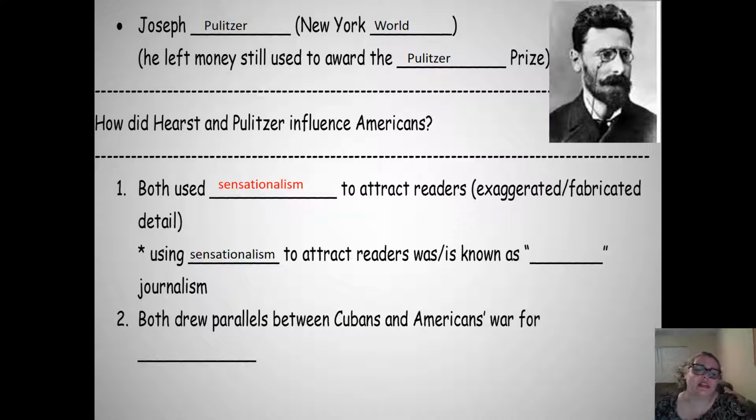Now, using sensationalism to attract readers was and still is known as yellow journalism. It's the cowardly way of doing it. Okay, especially today, it's called yellow journalism. It's seen as if you are a journalist and you cannot back up your reporting with facts and figures and evidence, then you're lying. And that's not something a journalist is supposed to do. A journalist isn't supposed to make up the facts. They're supposed to report on them.